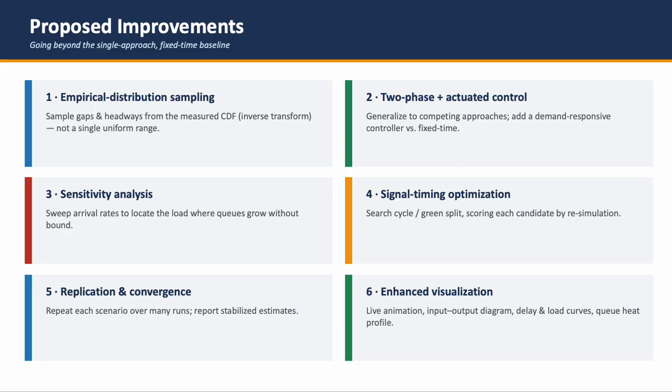Third, sensitivity analysis. I sweep the arrival rate to find the exact load where queues stop being stable. Fourth, for signal timing optimization, I search over cycle length, scoring each candidate by actually rerunning the simulation. Fifth, because Monte Carlo output is itself random, I repeat every scenario many times and show the estimate converging. And sixth, the whole thing is wrapped in rich visualization. I will show results for all of this.